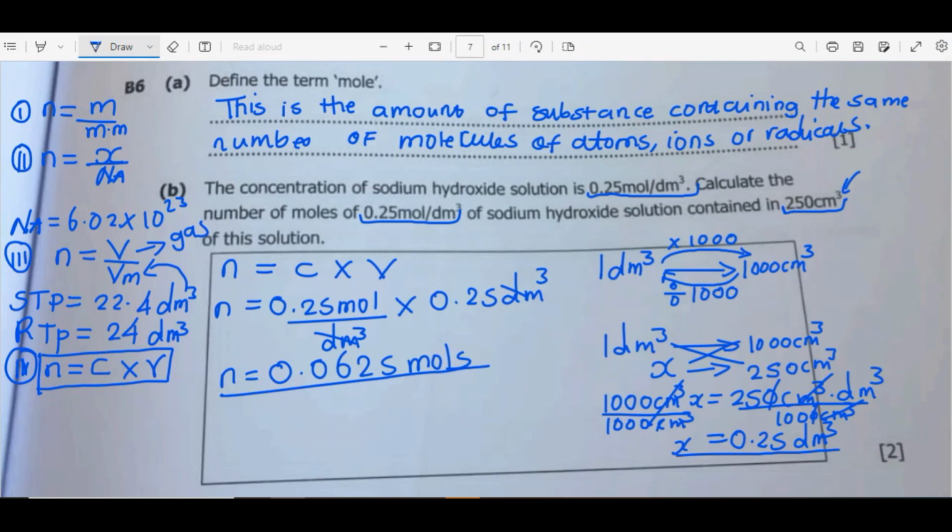So this is what we can do whenever you are trying to find the number of moles given the concentration. What you just have to remember here is to make sure that the volume is in decimeter cubed, then the concentration should be in mole per decimeter cubed, or sometimes you may just be given molarity. You may see a number like 0.25 M. Whenever you see a capital letter M, just know that it's still concentration.